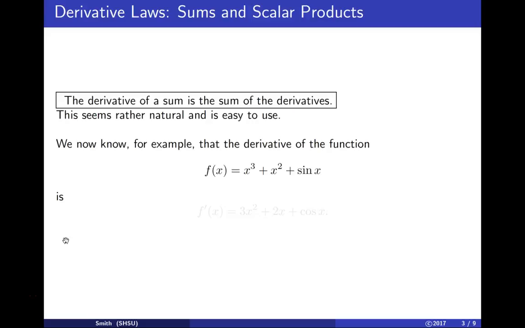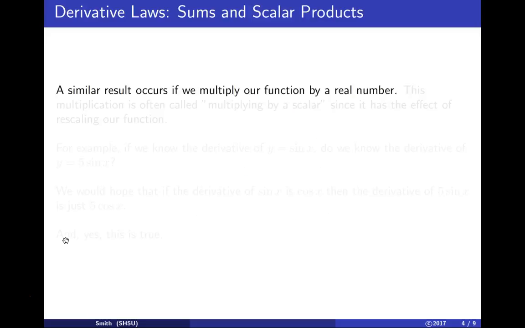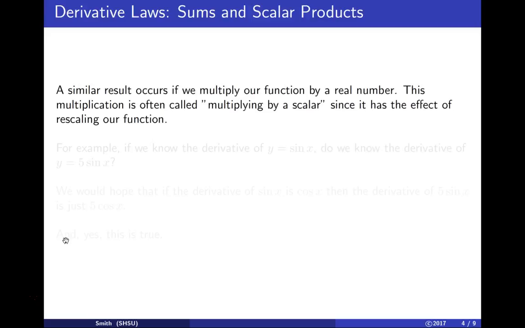For example, if you're given this function, f of x is x cubed plus x squared plus sine x, then the derivative is just 3x squared plus 2x plus cosine x. A similar result occurs if we multiply our function by a real number. This multiplication is often called multiplying by a scalar, since it has the effect of rescaling our function. So multiplying by a constant is said to be scalar multiplication. It's very different between multiplying by a constant and multiplying by some other function. Here we're just going to multiply by some constant.